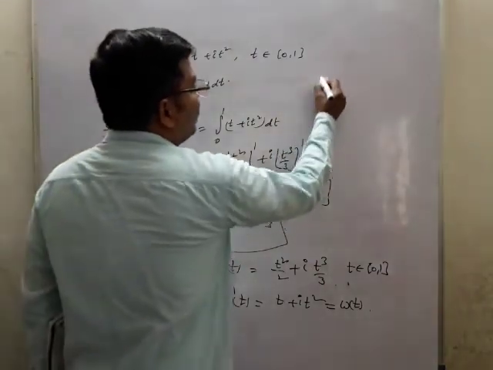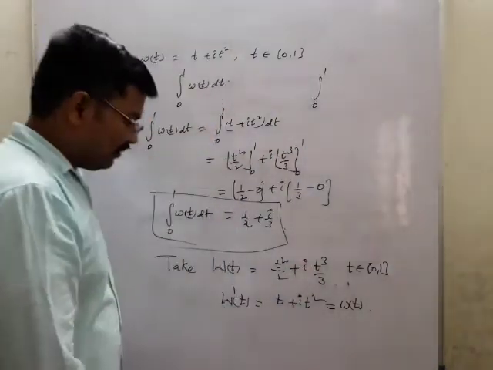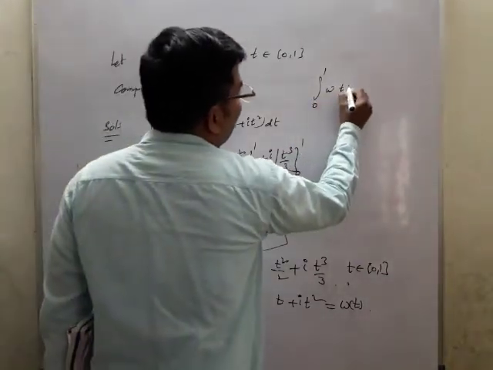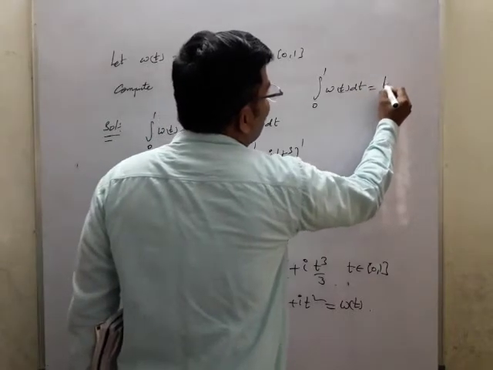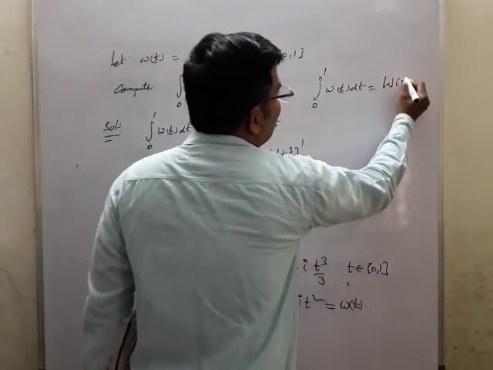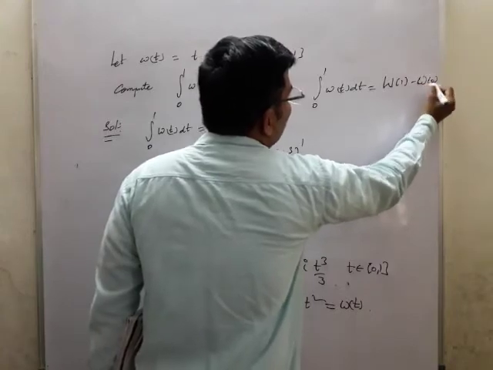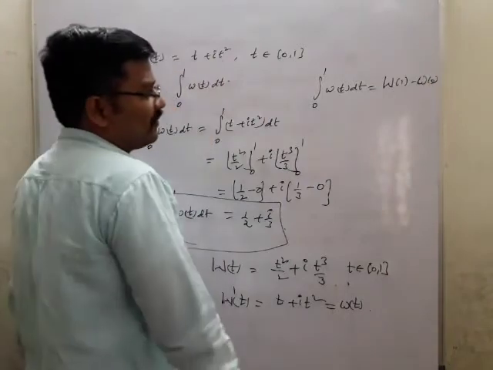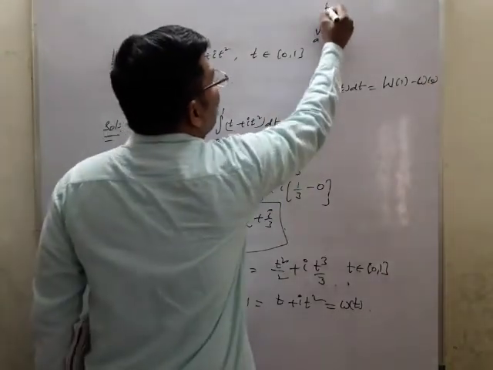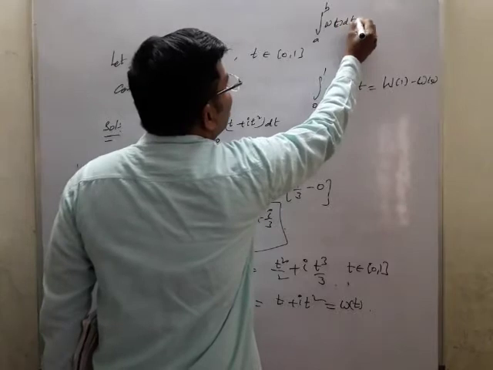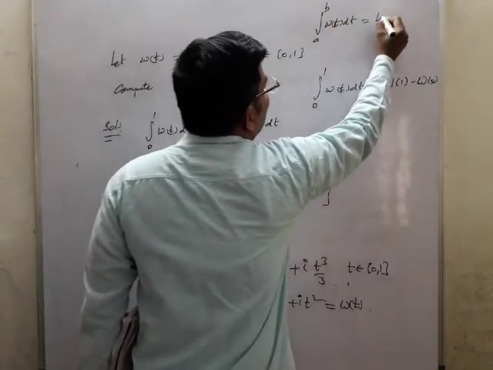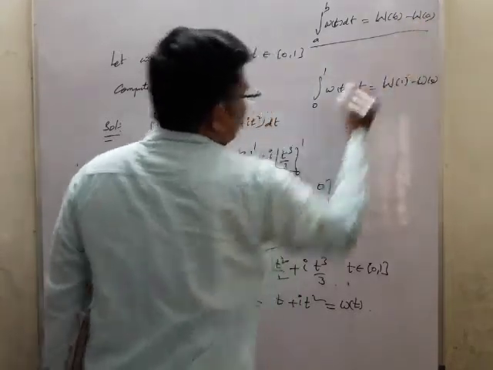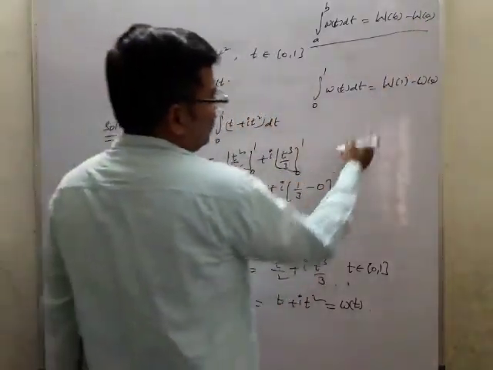Now what we have? The integral from 0 to 1 of w of t is equal to capital W of 1 minus capital W of 0 according to the formula, because the integral from a to b of w of t dt is equal to capital W of b minus capital W of a. According to that we have written it in this form.